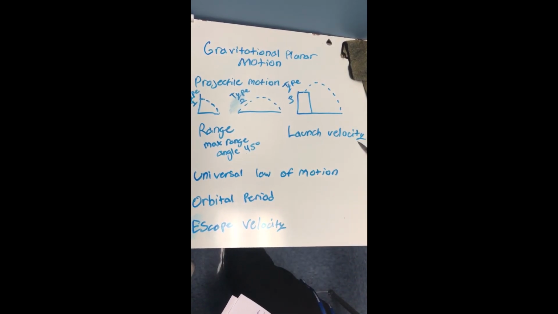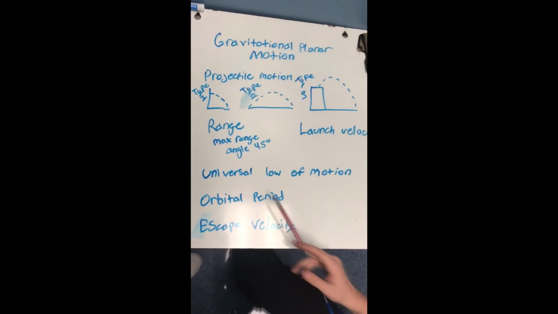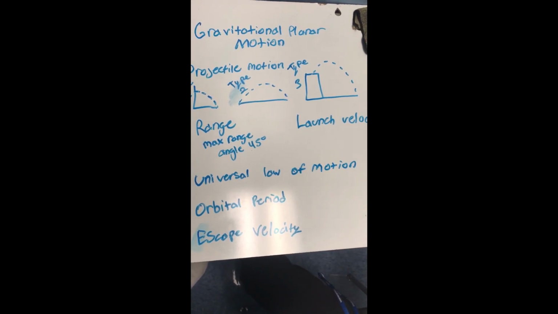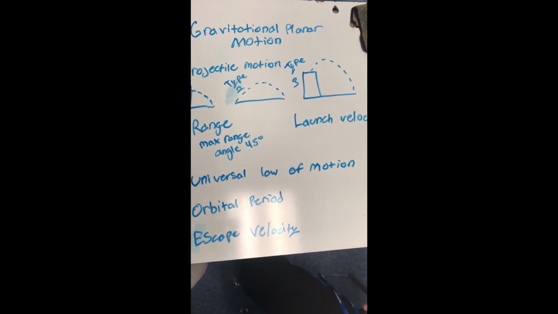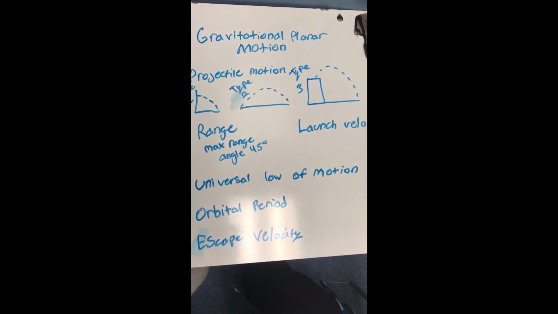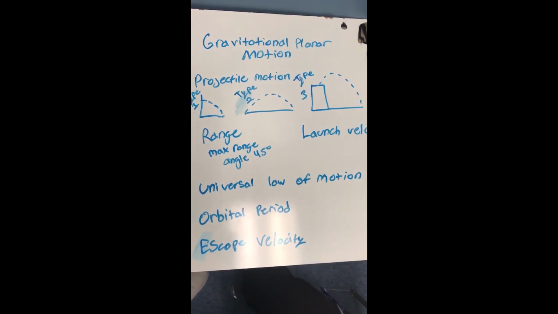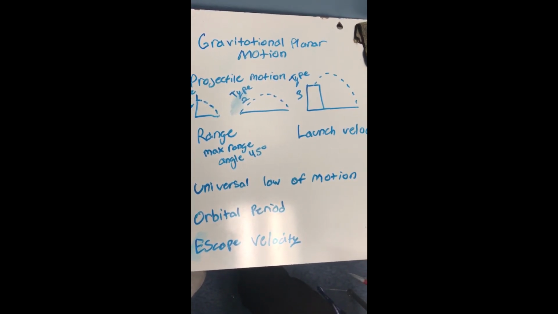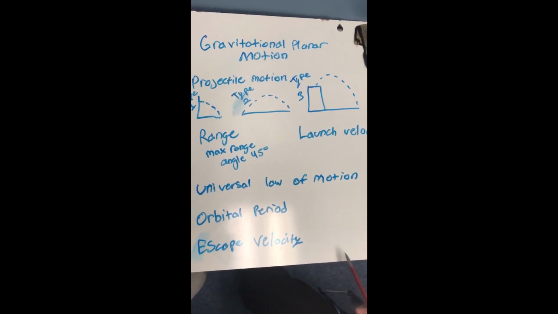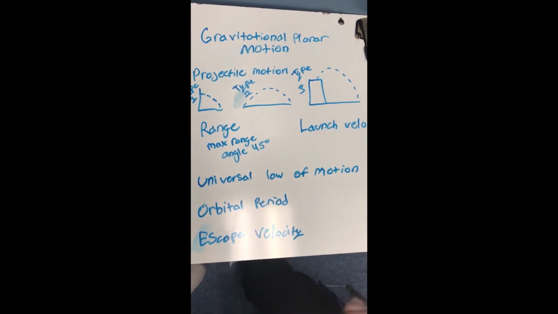And then the launch velocity is the initial velocity of an object when it is first launched. And then the universal law of gravitation is every particle attracts other particles in the universe with a force which is directly proportional to the product of their masses and inversely proportional to the square of the distance between their centers. The orbital period is the time a given astronomical object takes to complete one orbit around another object. And the escape velocity is the minimum speed needed for an object to escape from the gravitational influence of a massive body.